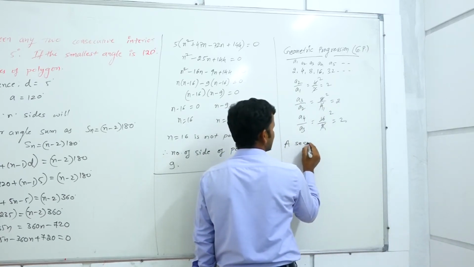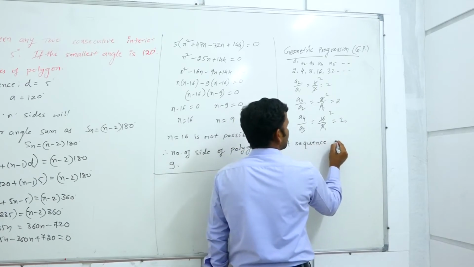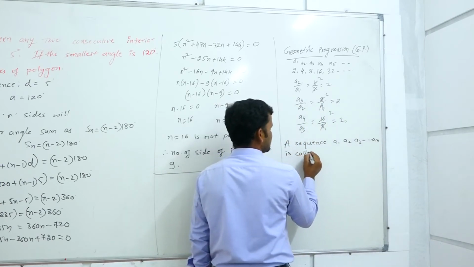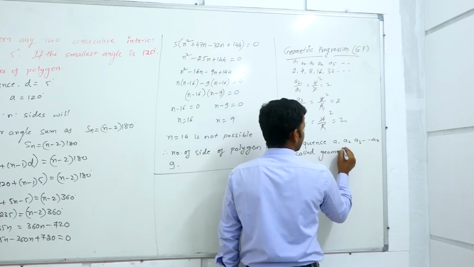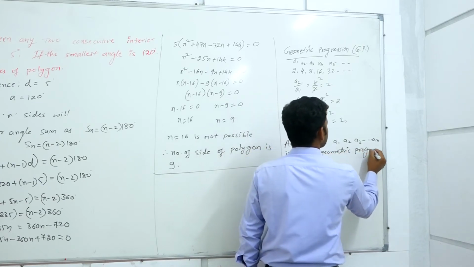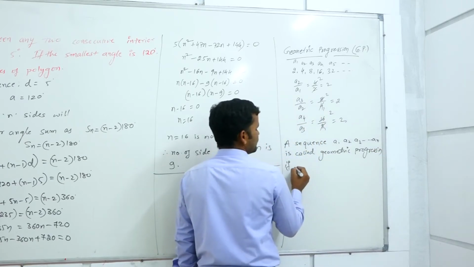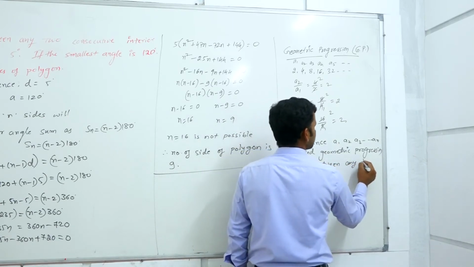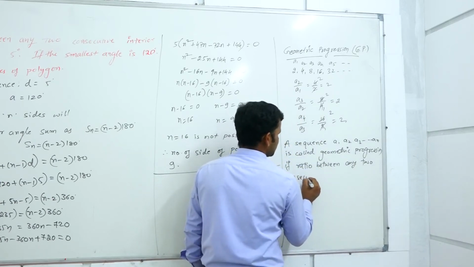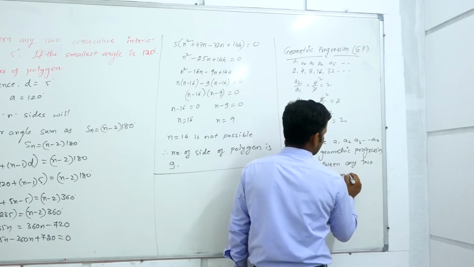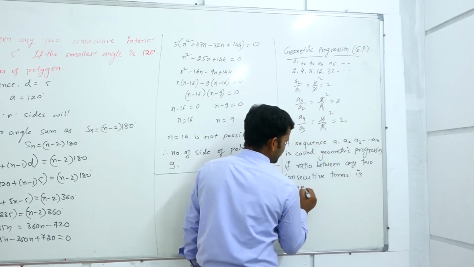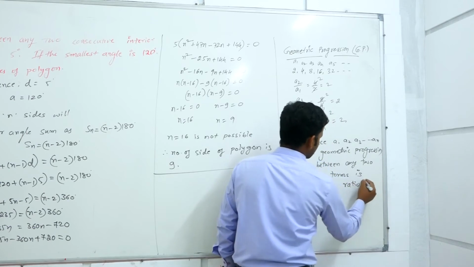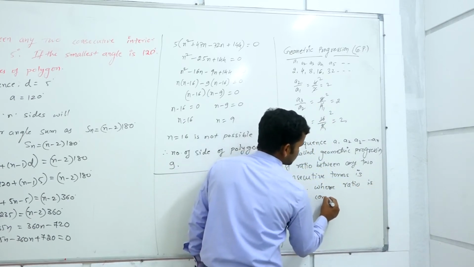The sequence A1, A2, A3 so on up to AN is called geometric progression, that is GP, if ratio between any two consecutive terms is same, where the ratio is called common ratio.